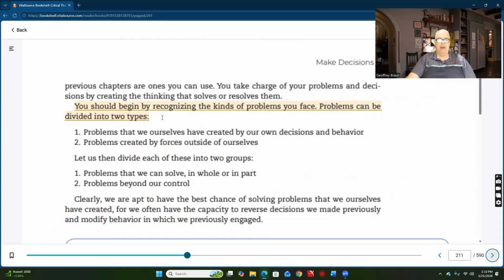You should begin by recognizing the kinds of problems you face. Problems can be divided into two types, and I think we've come upon this number two before, right? Problems that we ourselves have created by our own decisions and behavior, and problems created by forces outside of ourselves. Let us then divide each of these into two groups: problems that we can solve in whole or in part, and problems beyond our control.